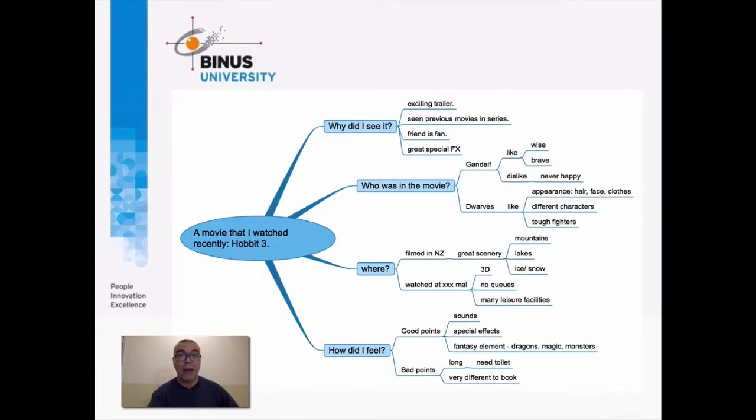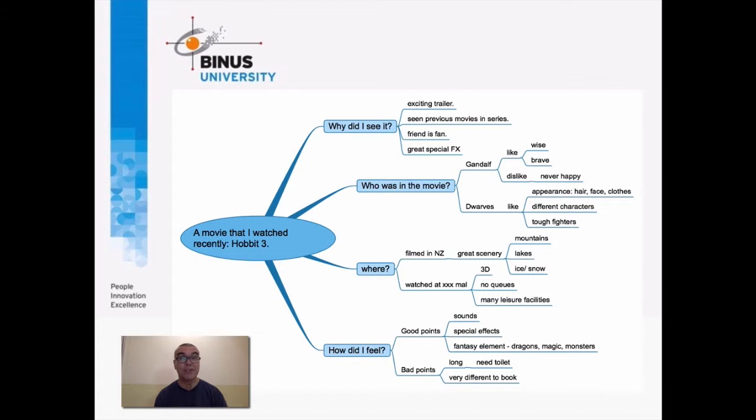Okay, so I've got a mind map now. Let's just look at this mind map, because you can see how powerful these simple strategies for getting ideas actually are, especially when you break down your ideas into 2 or 3 points. So in this mind map, I've got a movie that I watched recently, and let's imagine that you chose The Hobbit, the third movie in the Hobbit series there. So you can see actually there are only 4 WH words that are being used. Why did I see it? Who was in the movie? Where was the movie filmed? And how did I feel about the movie?